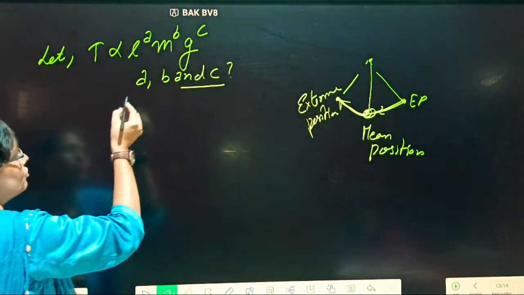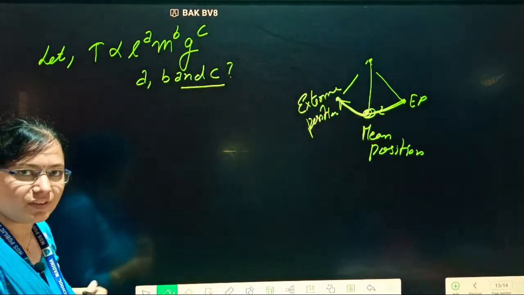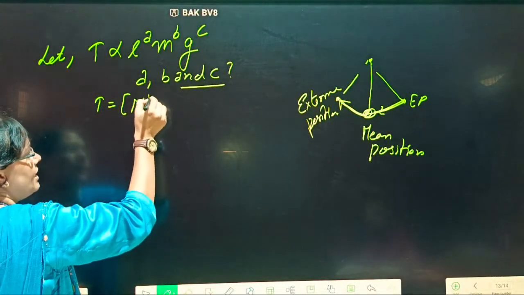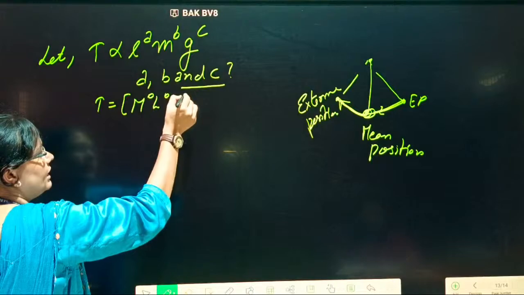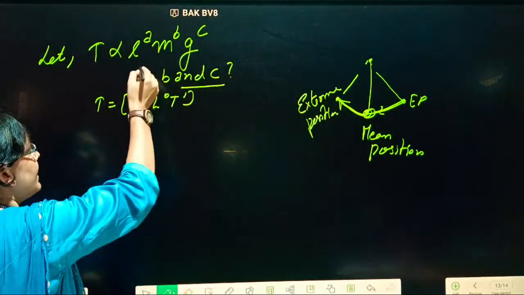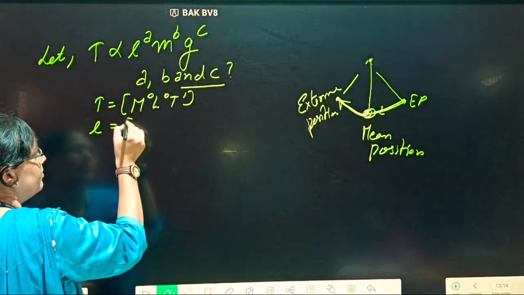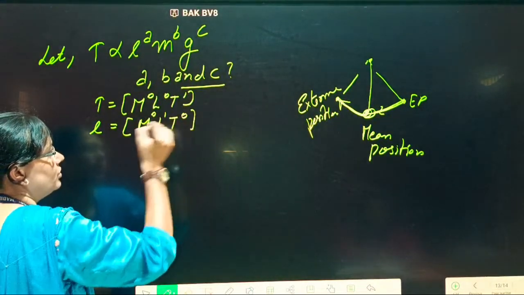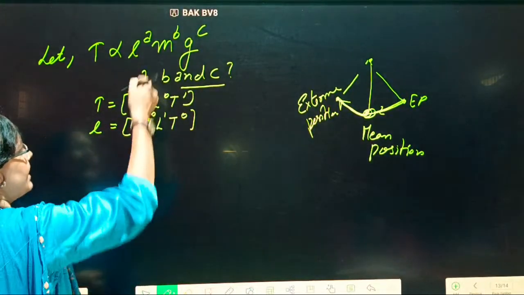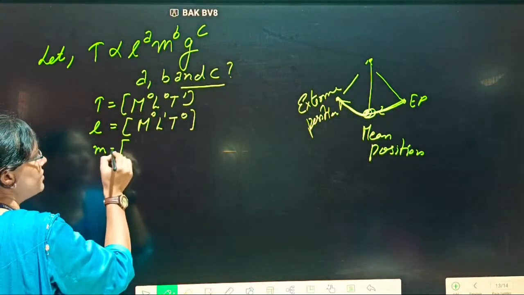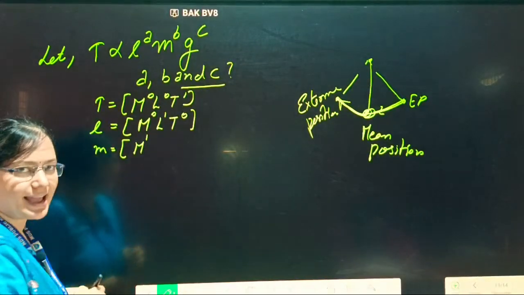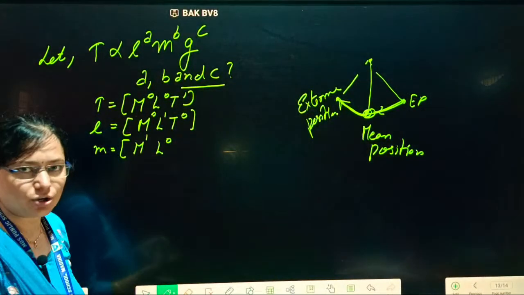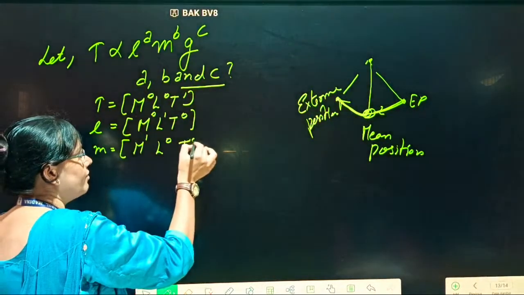First we will write the dimension formula of each term. First, the time period: we can write M^0 L^0 T^1. Next, for the length we can write M^0 L^1 T^0. Clear? Next is the mass: for the mass we can write M^1, L stands for length which is not there, so the power is 0, and T is also not there, so its power is also 0.